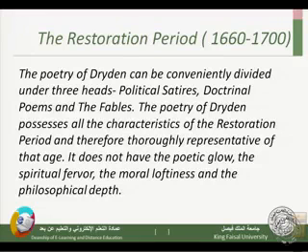And this is, of course, why we are asserting and emphasizing every now and then that Dryden was the most important figure and representative of the Restoration period. Why? Because in his poems and his other writings, his poetry has all these characteristics of this period, the Restoration period.